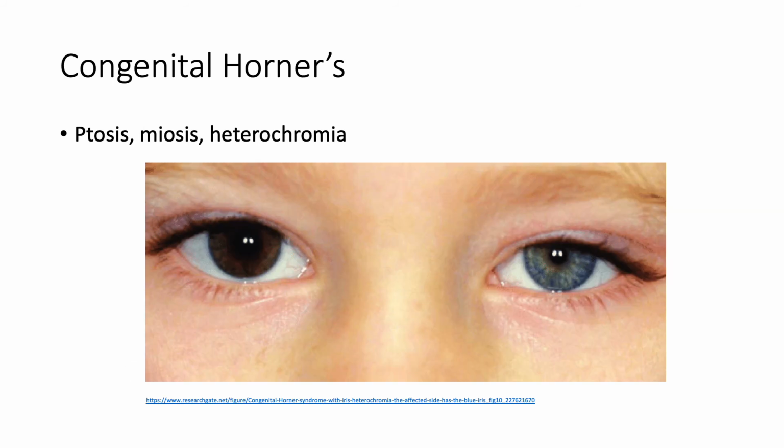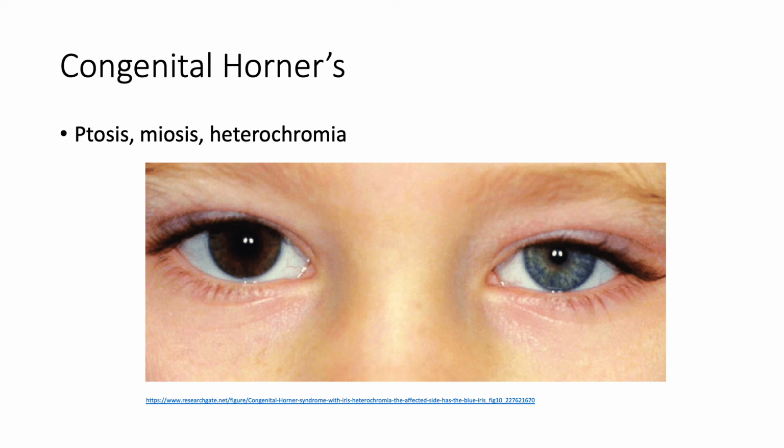So a congenital Horner's is the same triad of ptosis, anhidrosis, and meiosis, but there's also the element of heterochromia. The reason why is that the iris that is lighter colored, so in this young boy, the left eye, there is a deficiency in sympathetic activity which interferes with the melanin pigmentation of melanocytes in the stroma of the iris.